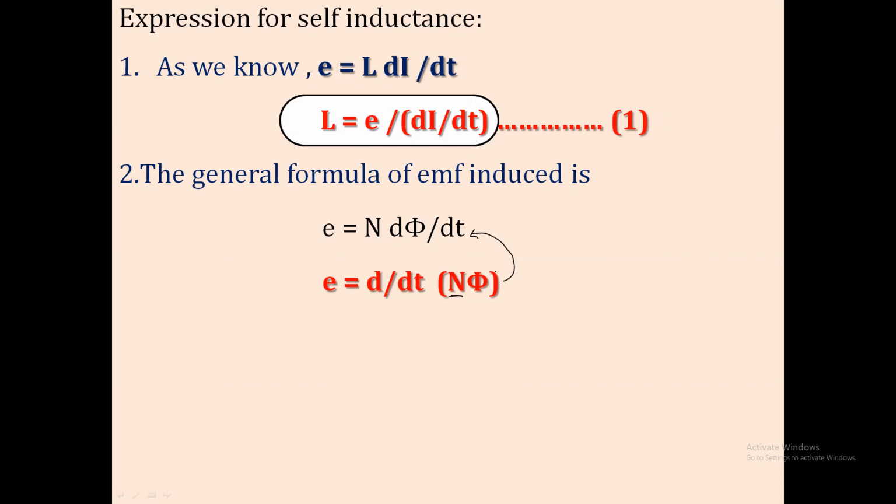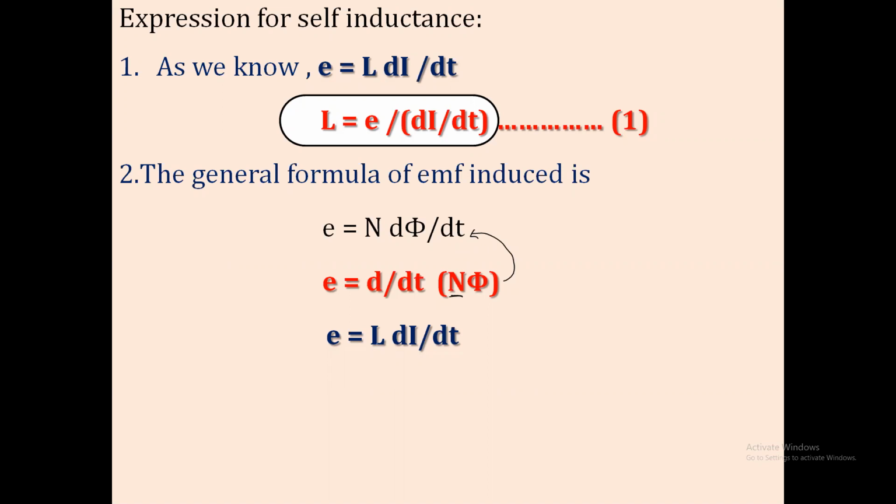If you take the derivative with respect to t, as N is a constant, N is outside, and then we can write d phi by dt. Is it right? So this formula, I can write E is equal to d dt of N phi. Now, rightly, we have another formula for the induced EMF, which is nothing but E is equal to L di by dt.